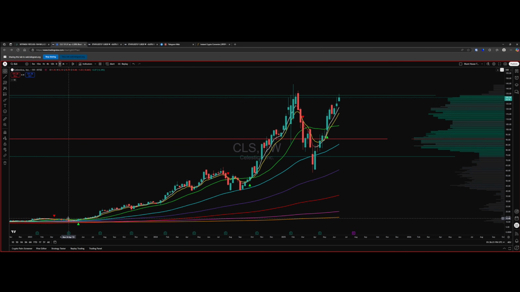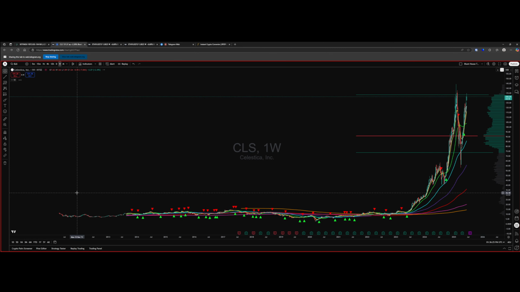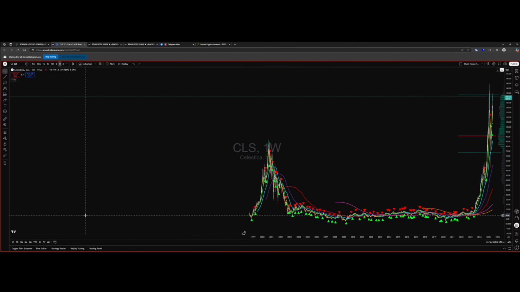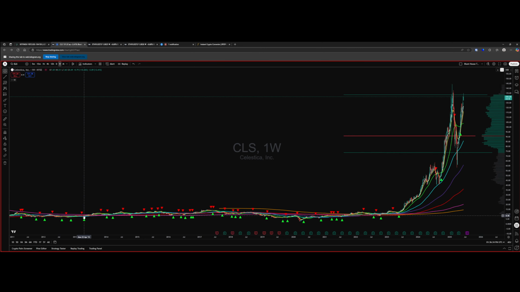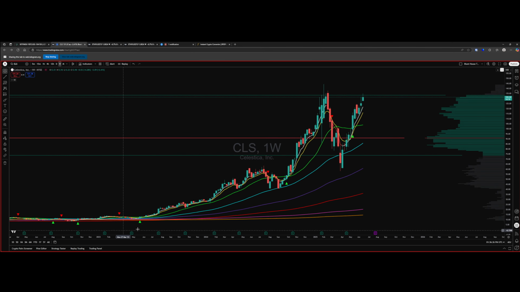When did this take off anyways? 2023. People used to joke that if you bought this back when it was born, you're still underwater. There was a time where this went nowhere. Dead money, total dead money. And then boom.